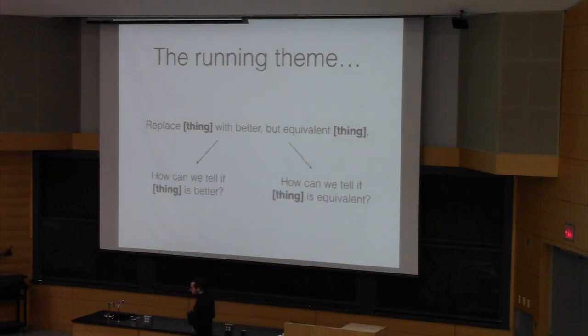Really, the two kind of orthogonal questions that we'll be looking at with respect to this are, first, how can we figure out whether something is better? And how can we figure out whether a potential replacement is equivalent? Or what do we mean by equivalence?